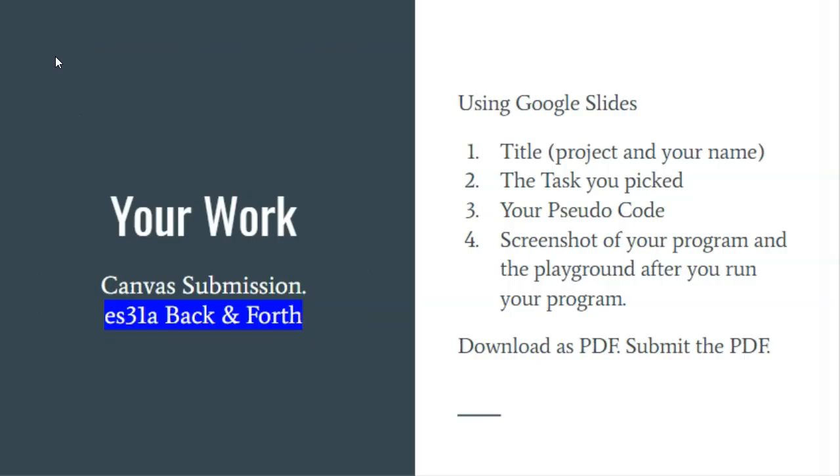To turn in your work, you're going to make a real quick Google slideshow. You're going to put your project and name on the title. You're going to show me the task that you picked on slide 2. On slide 3, you're going to provide your pseudocode because you should have designed before you started programming. And this one's going to be short. Then a screenshot of your program and the playground after you run your program. And then you're going to export this as a PDF and turn it in at es31a back and forth.